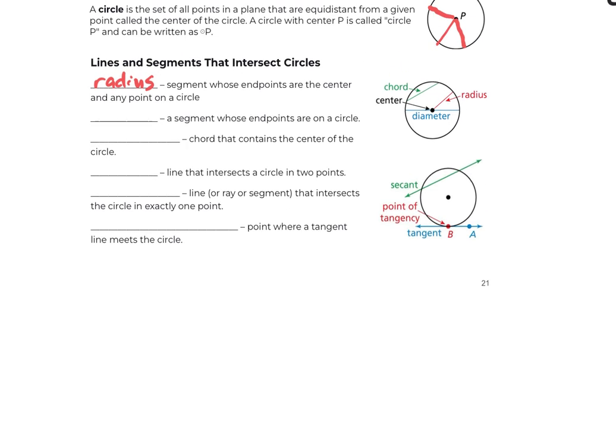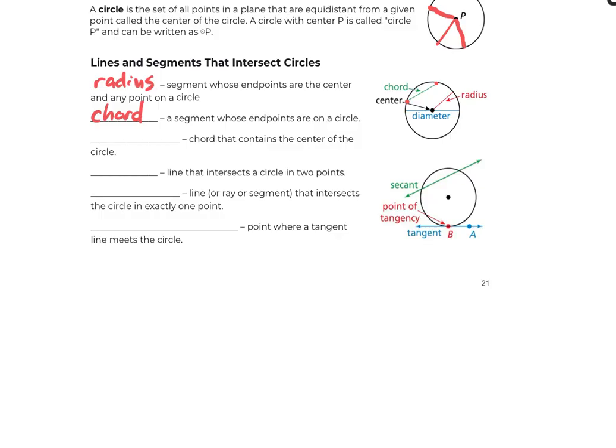A chord is a segment whose endpoints are on the circle. This is probably one you've never heard of before. This right here is what we call a chord. The two endpoints of that chord are on the circle. And so we call this a chord. That's one that's probably going to be new to you.